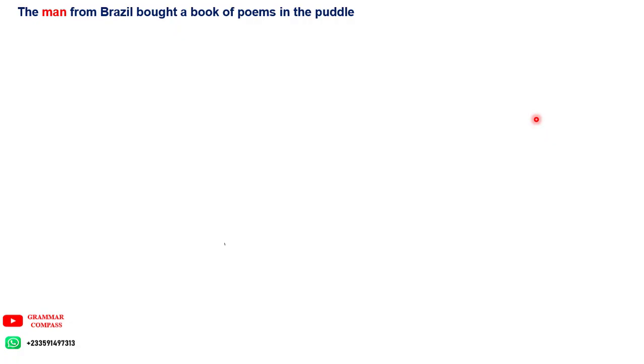Now let us move on to a bigger structure. The man from Brazil bought a book of poems in the puddle. What do we have? We have a sentence, but we don't know the rules for TPs, DPs and CPs yet. Therefore, we will just maintain the phrase structure rules for the TP. That is, if you have a sentence, you will first have a TP. This rule will change later, so don't worry. Now you have a TP. Every TP we know from phrase structure has an NP and a VP. We will stick to it.